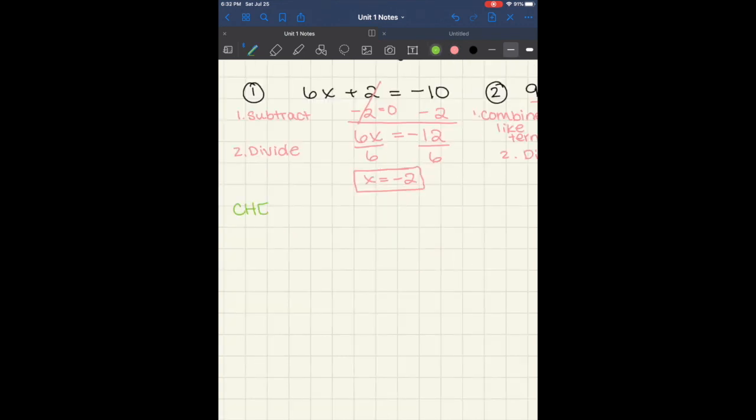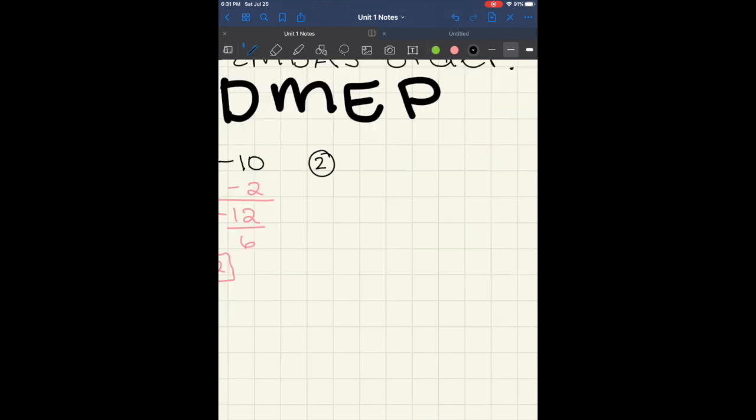To check our answer, which is something that we've kind of breezed over a little bit lately, you need to plug negative 2 back in for x and see if it actually ends up giving you negative 10 on both sides of the equal sign. Here, it does, so we were good.